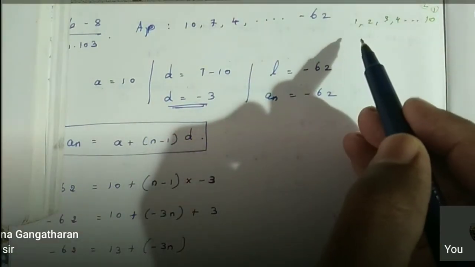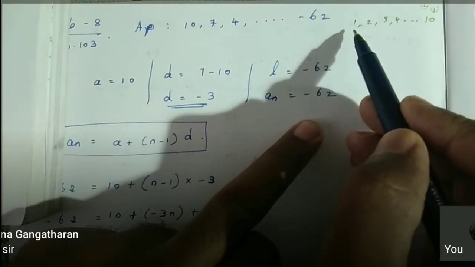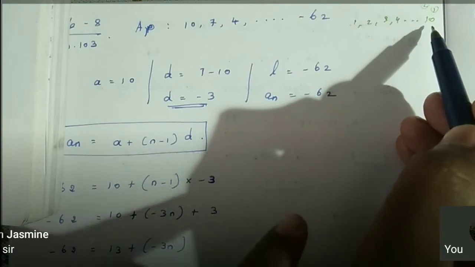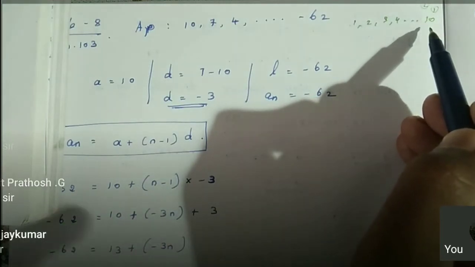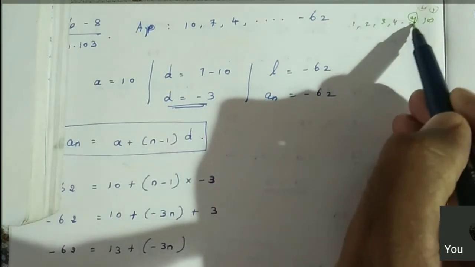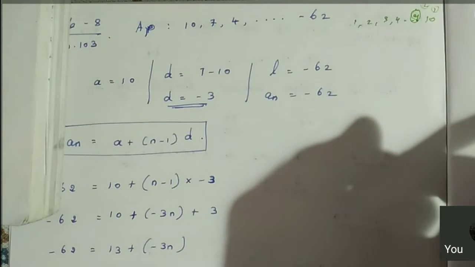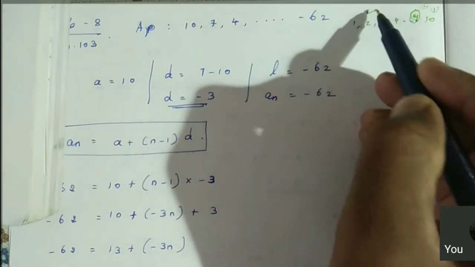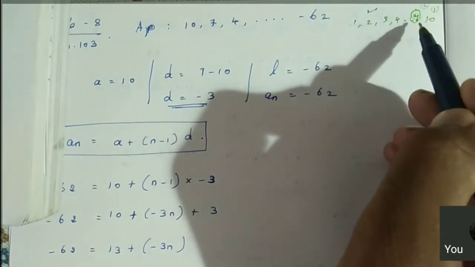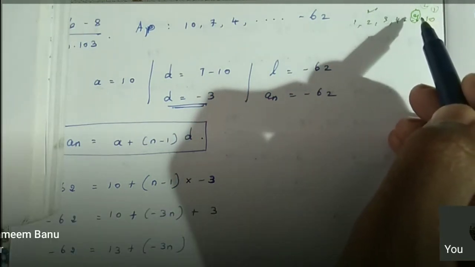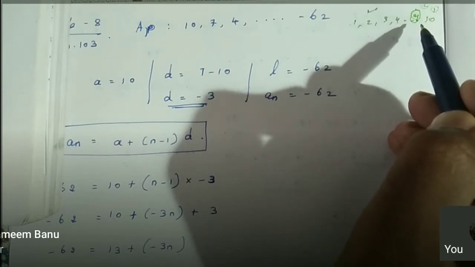Okay, listen again one more time. The numbers in the AP are 1, 2, 3, 4, etc., up to 10. So your last term is 10. We should find the second term from the last term. So that means 10, 9. So 9 is the second term. Usually when you say second term it is the second from the start, but here we should find the second term from the last term, so we count the terms backside onwards. Any doubt?